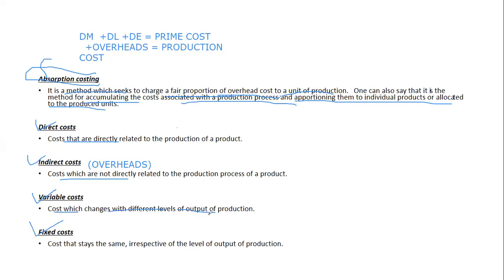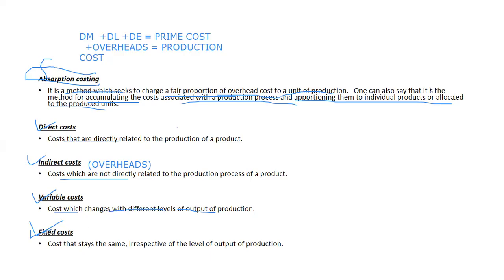Some of the variable costs that we have include electricity. Electricity is one of the good examples of variable costs. Because if you are producing something and you're using electricity, then the more you produce that product, the more electricity you have to consume.